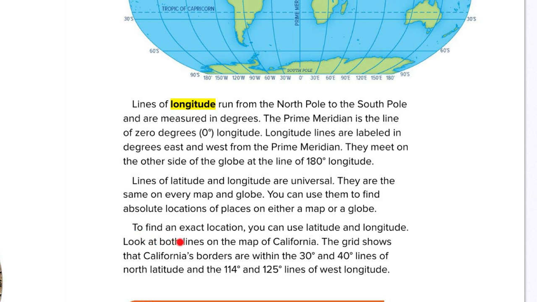To find an exact location, you can use latitude and longitude. Look at both lines of the map of California. The grid shows that California borders are within the 30th and 40th lines of north latitude and the 114th and 125th degrees lines of west longitude. And remember, that was one of our essential questions that we were looking at the start of the chapter. Where is California located? It's right here.